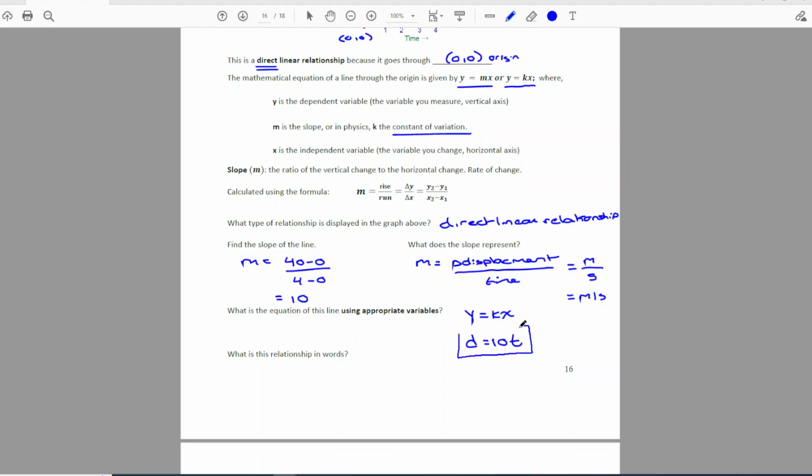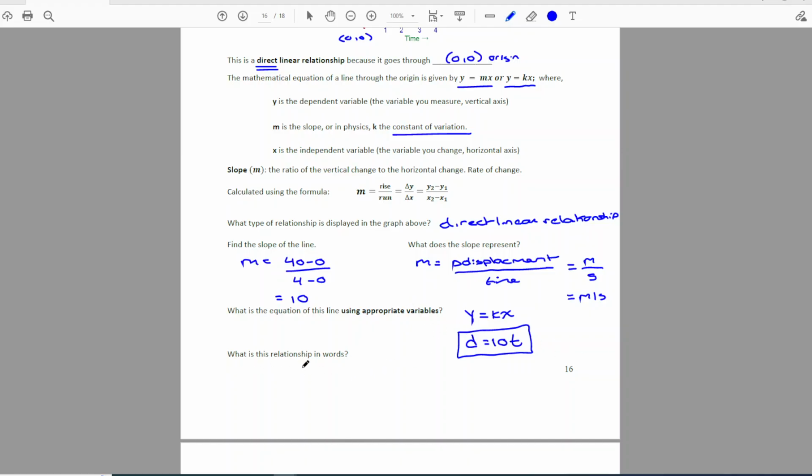So this is an equation of the line using appropriate variables, because this is more helpful than y equals 10x, because I know if they give me a time, I can put it in here. If they give me a displacement, I can put it in here. If they ask me how far did the motorboat go in 10 hours, I could put in time as 10. The displacement of the boat would be 10 times 10. It's 100, right? Anything along those lines. But I like variables d for displacement and t for time.